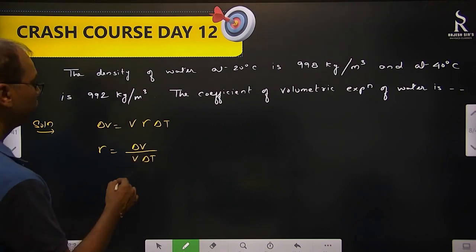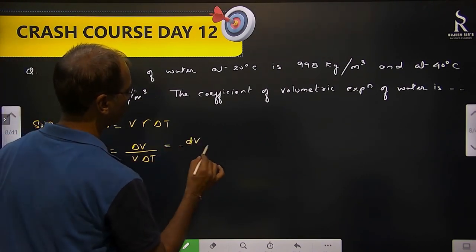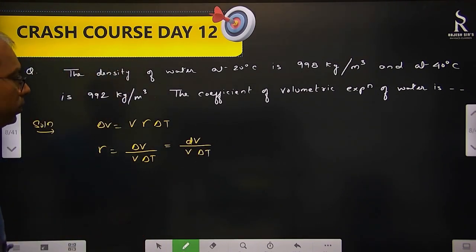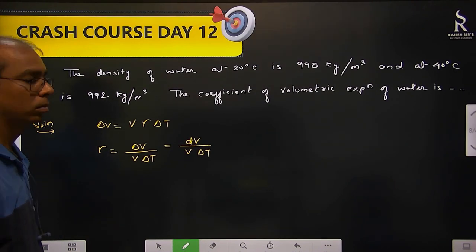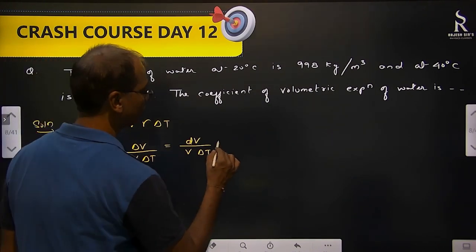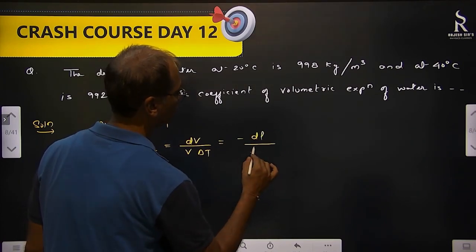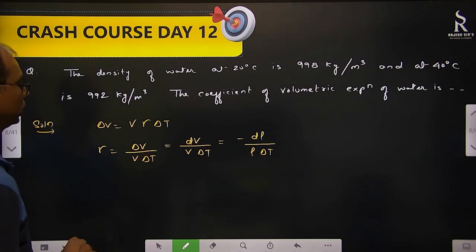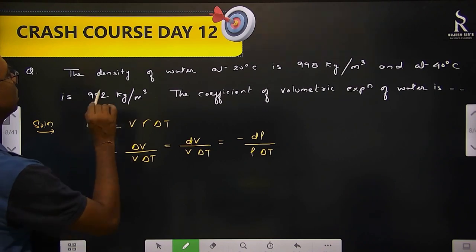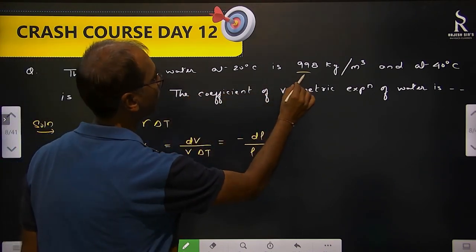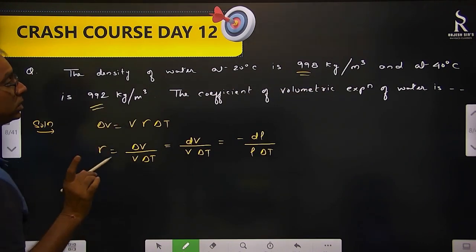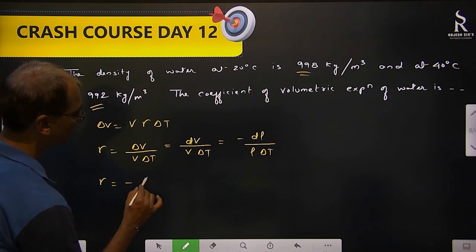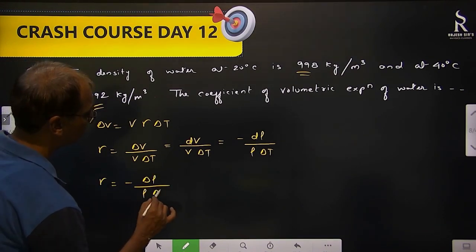Now this delta V by V I can also write as dV by V, and in a previous question we wrote this as minus d rho by rho. So we can write gamma as minus d rho by rho into delta T. The question asks for the coefficient of volumetric expansion of water. Density at 20 degrees centigrade is 998 and at 40 degrees centigrade is 992. That means delta rho is given, so we write minus delta rho by rho into delta T.